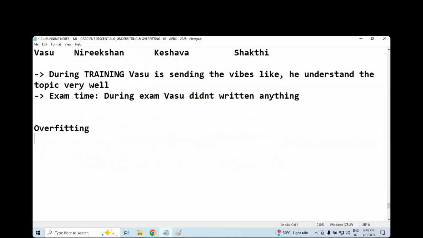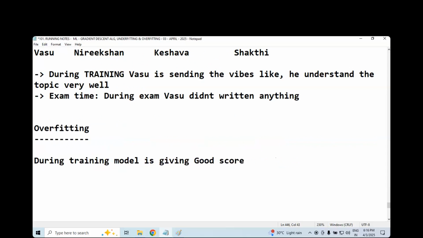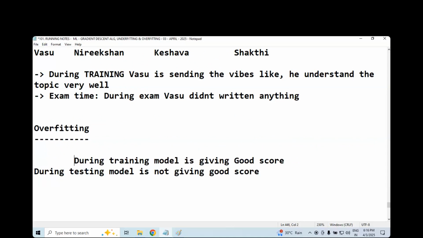What do you mean by overfitting? During training, the model is giving a good score. Then during testing, the model is not giving a good score. It is called overfitting.